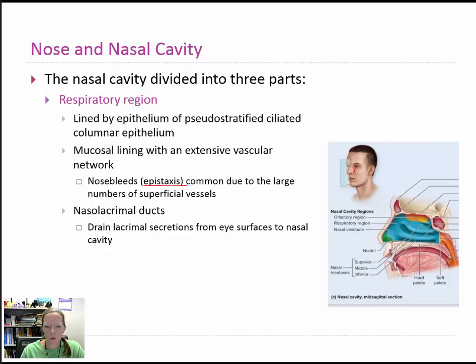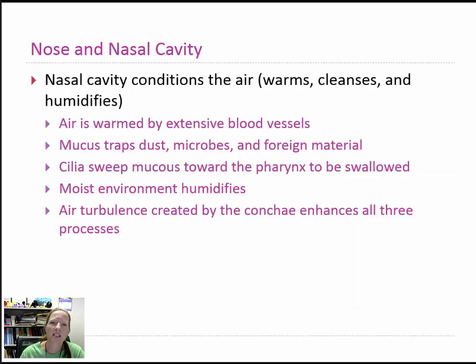So let's talk about this whole importance of the pseudostratified ciliated columnar epithelium, this importance of this vascular network that we are going to have here in the respiratory region. The reason why it's so, and of course the concha as well, and why it's important that we turbinate that air, is because we need to condition the air. That's the good thing about the nasal cavity and all of the structures and all of the tissue found inside of it, is because it warms it, it filters or cleans it, and it also is going to humidify it or moisten it.